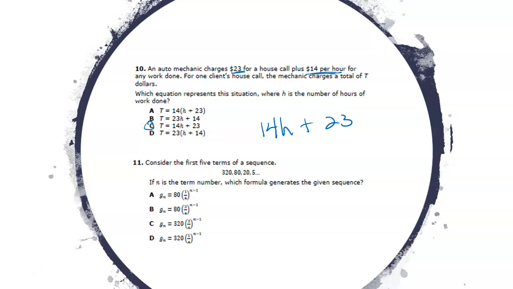11, we have a sequence again. Consider the first 5 terms of a sequence. If n is the term number, which formula generates the given sequence? Okay, so we just need to write our geometric sequence here. The first term in the sequence is 320, so that takes out A and B. We are dividing by 4 each time. Remember, we write that as a reciprocal. Dividing by 4 is the same as multiplying by 1 over 4. So it's D.